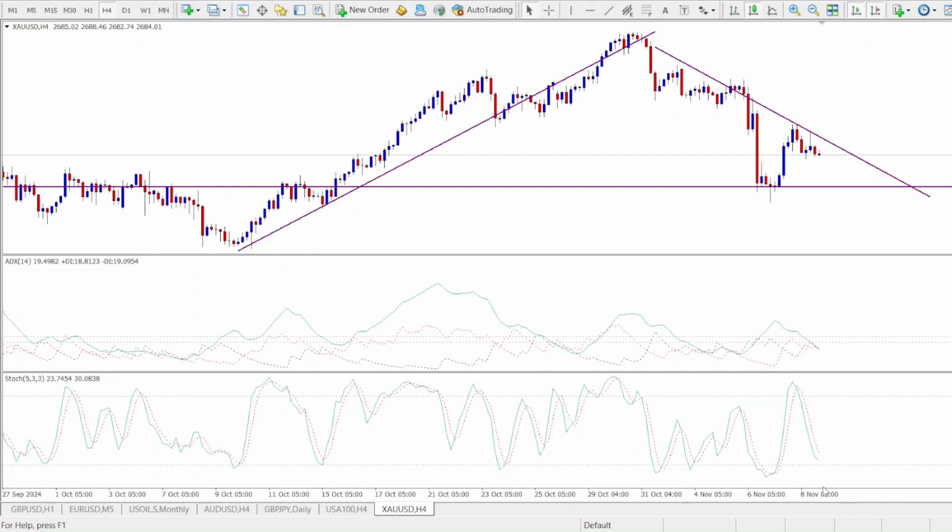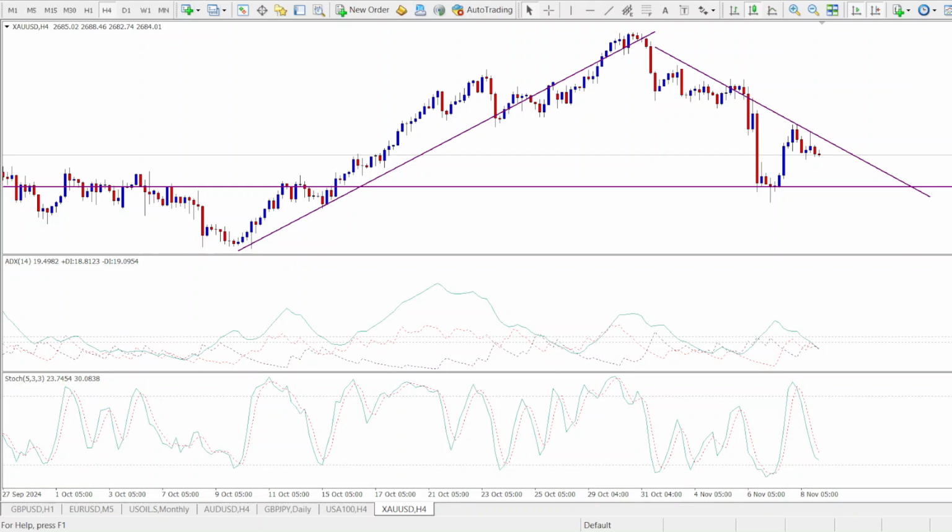Thirdly, use these indicators on different time frames to get a fuller picture. The ADX and stochastic are effective on all time frames, but a longer time frame can give you a better idea of the overall trend, while a shorter time frame can help you time your entry more accurately.